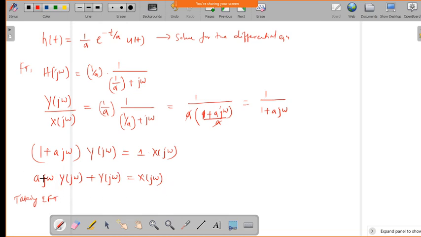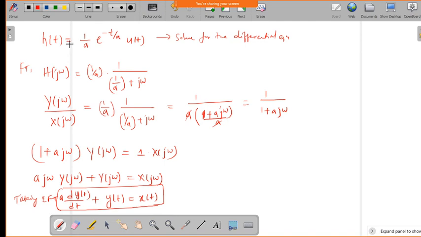How can we express it? j omega power 1 is there, so we get a single-power differential equation. We get a dy of t by dt, where whatever the a value is, it is retained as a constant, plus y of t, equal to x of t. So this is the differential equation you get whenever the impulse response is given.